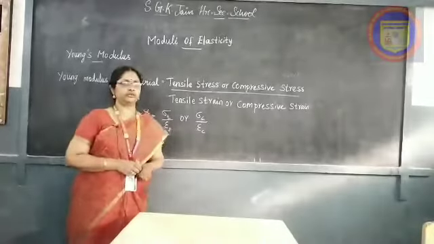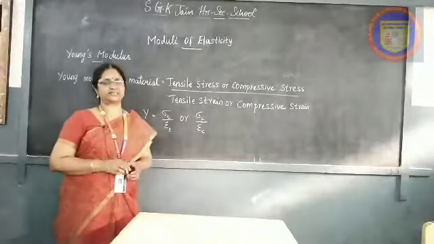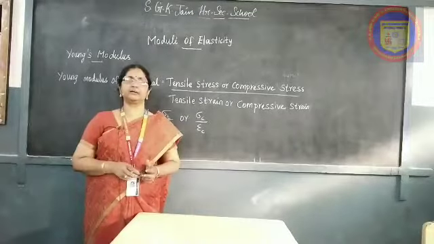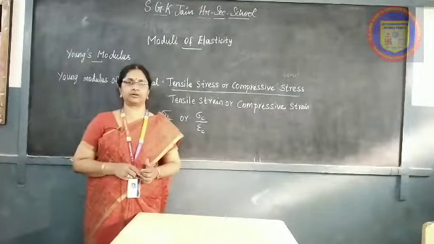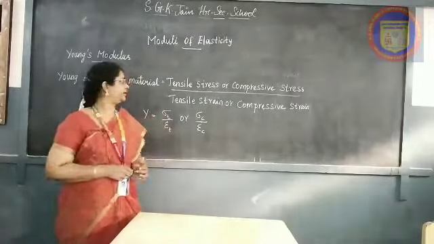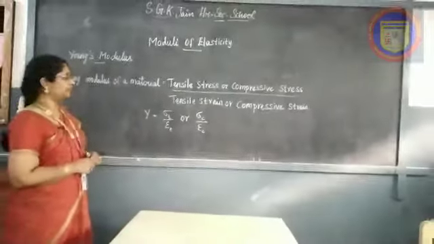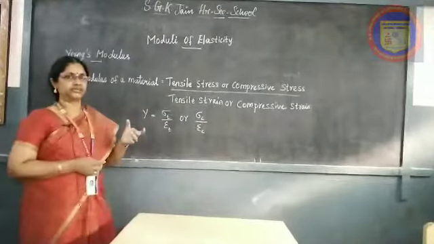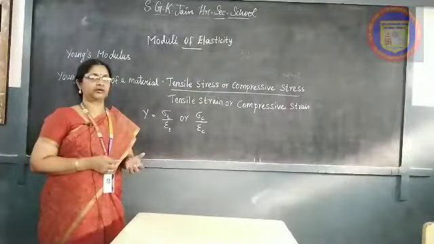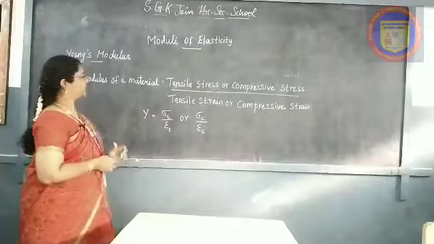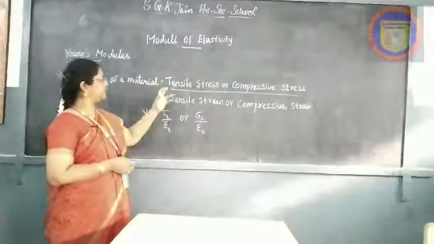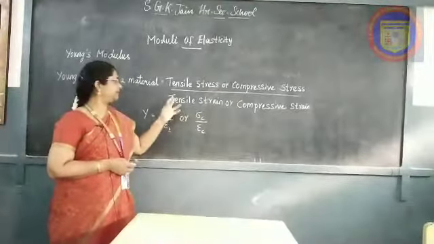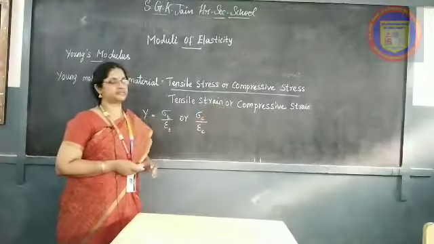Now we move on to the next topic, moduli of elasticity. There are three types of moduli of elasticity: Young's modulus, bulk modulus and rigidity modulus. First we are going to see the Young's modulus. Whatever stress is given to the object, we are going to calculate the strain produced. The formula for the Young's modulus of the material is tensile stress or compressive stress divided by tensile strain or compressive strain.